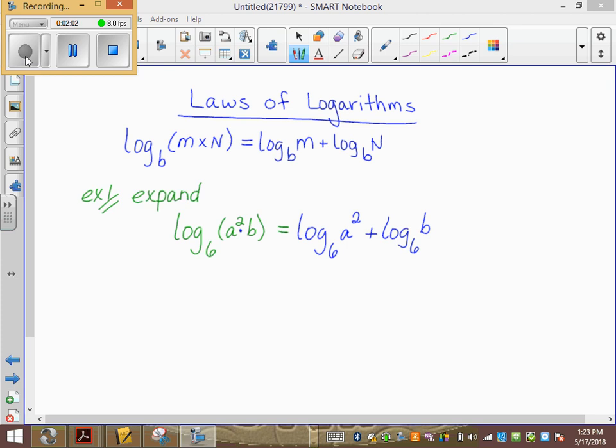We could go the other direction as well, because this rule, if we have multiplication, we expand it to plus, but if we have addition, we can simplify them back, make them 1 log. However, the only way you can put them together is if they actually have the same base. Okay? So example 2.